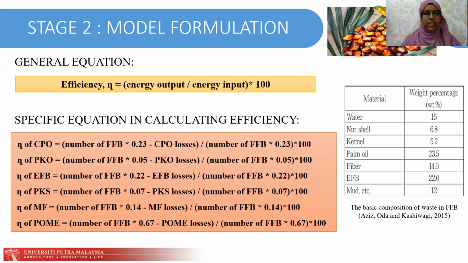So this is the general equation, where the energy output over energy input is multiplied by 100. As you can see, there is a difference in value for the basic composition of each parameter, based on the table shown here. This is the basic composition of waste in FFP, so the calculation depends on the basic composition of waste in FFP.